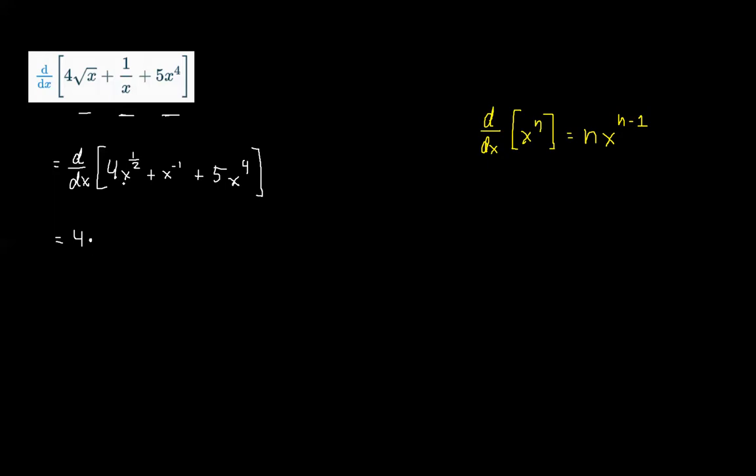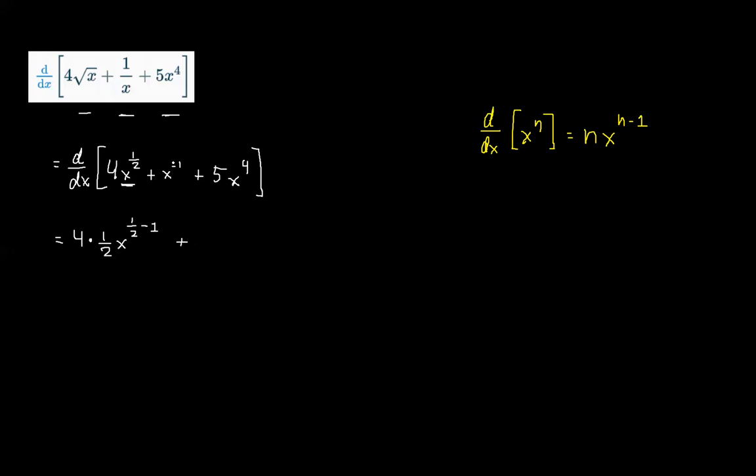Now let's focus on x raised to 1 half. By the application of the power rule, we just bring down the exponent, which is 1 half, then copy the variable, and then the exponent you brought down will be subtracted by 1. That's it. Next, for the second term, we have x raised to negative 1.